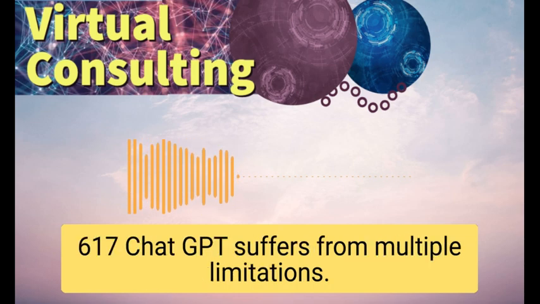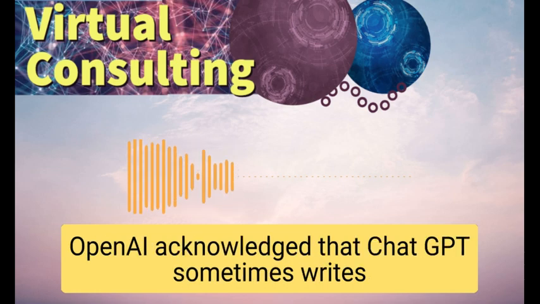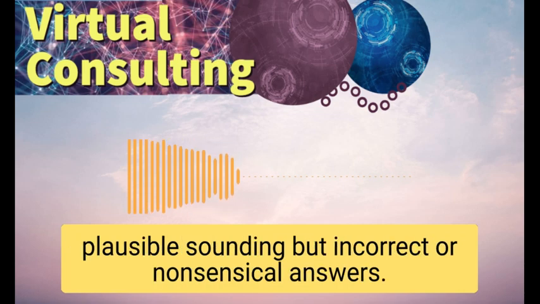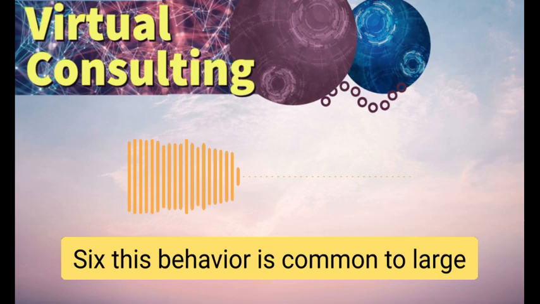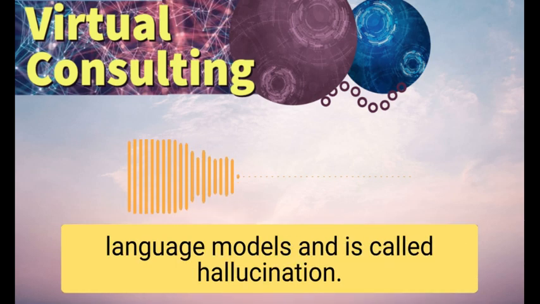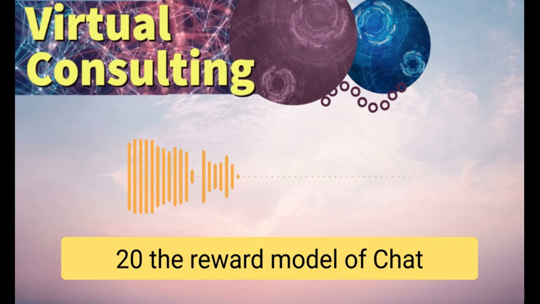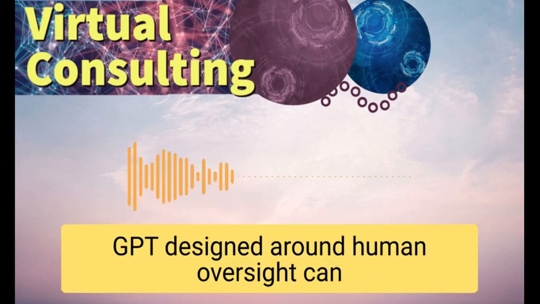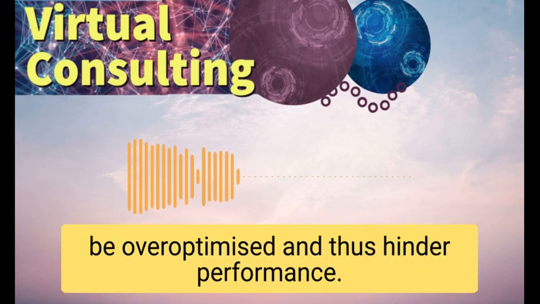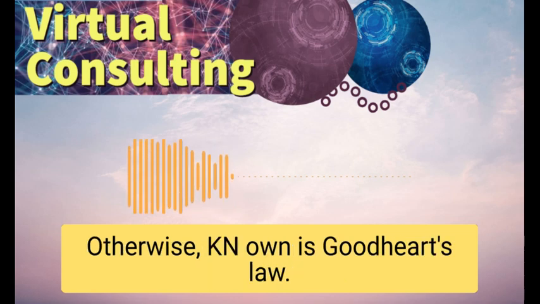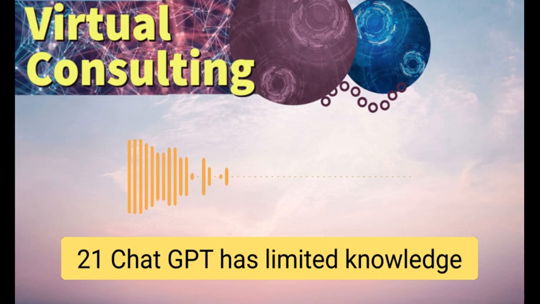ChatGPT suffers from multiple limitations. OpenAI acknowledged that ChatGPT sometimes writes plausible-sounding but incorrect or nonsensical answers. This behavior is common to large language models and is called hallucination. The reward model of ChatGPT, designed around human oversight, can be over-optimized and thus hinder performance, otherwise known as Goodhart's law.